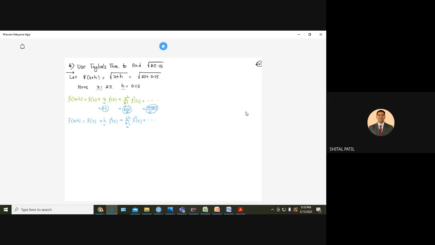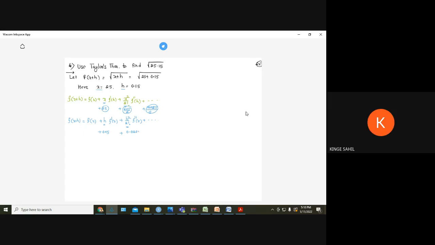Getting everyone? Okay. Whereas if I consider the next statement, what the h is 0.15. Right now, what will be h square? Numbers are decreasing, 0.15 square, that is 0.0225. Na?